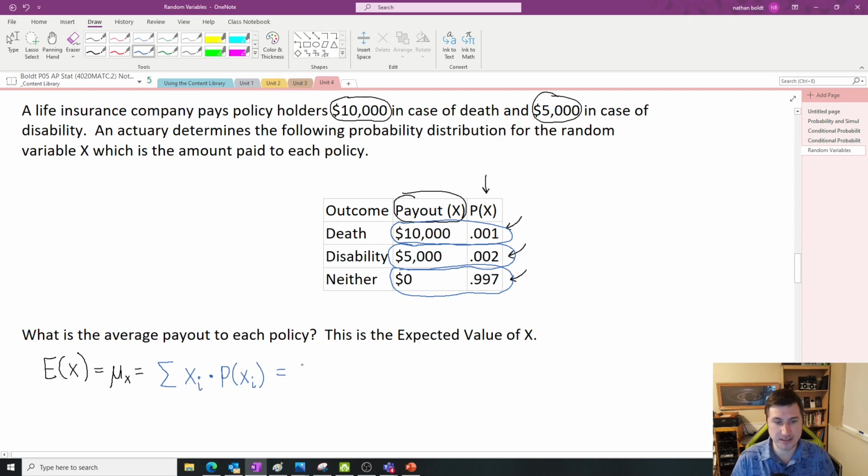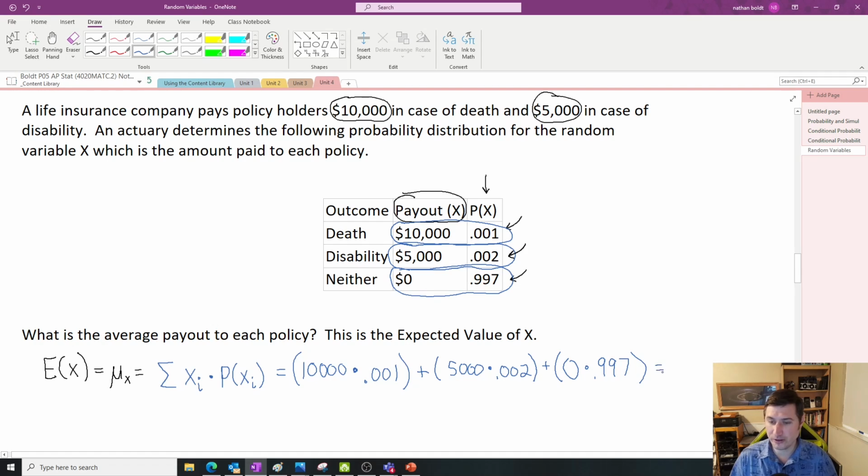So in this case, I'm going to take the 10 grand, 10,000, and I'm going to multiply it times 0.001. I'm going to keep doing that over and over. Now I'm going to take the disability one, so that is the 5,000, and I'm going to multiply it times 0.002. And the last one, even though it's kind of trivial because we're taking 0 times 0.997, and the 0 will make it cancel out, I will still put it there.